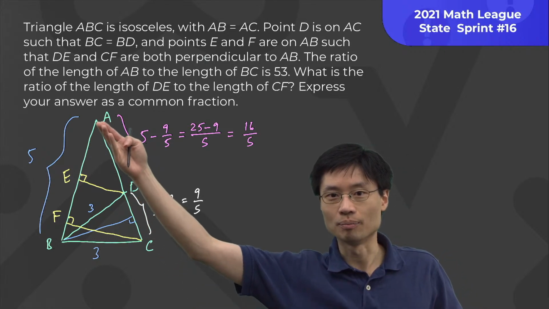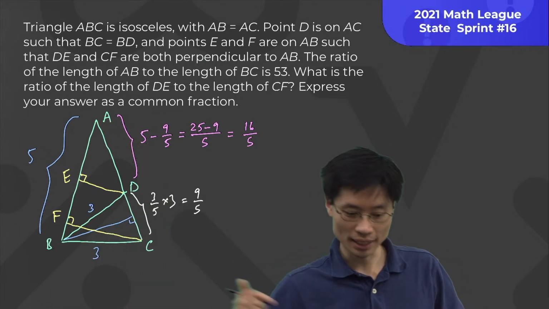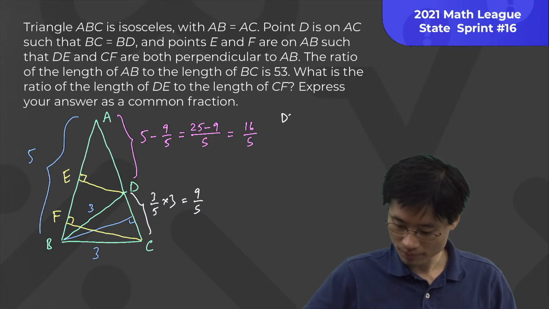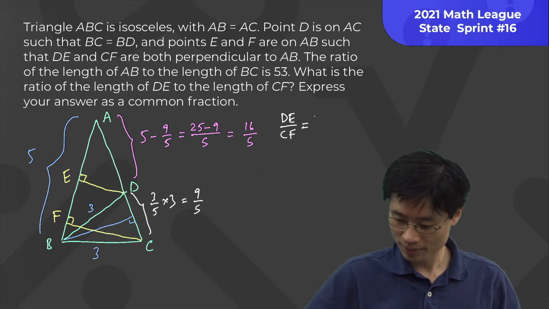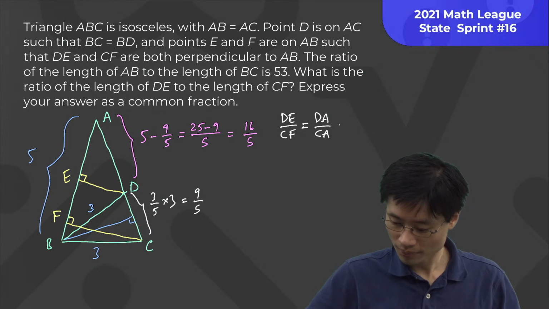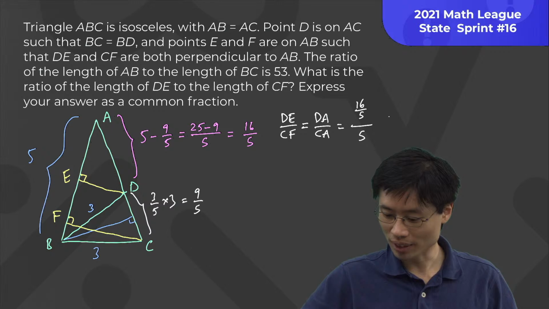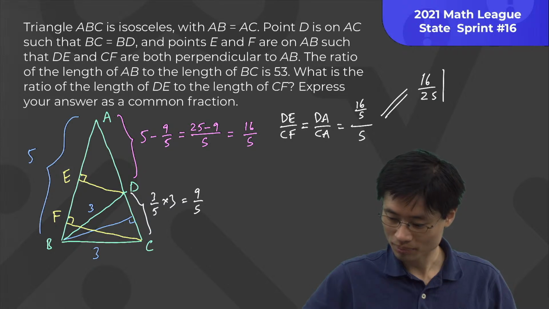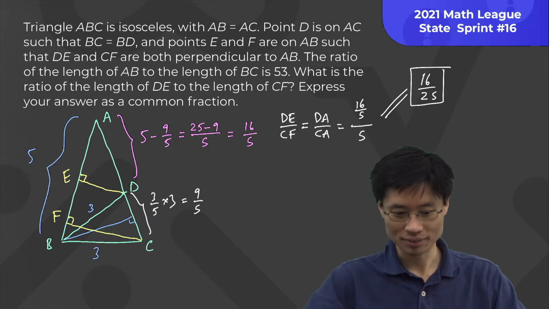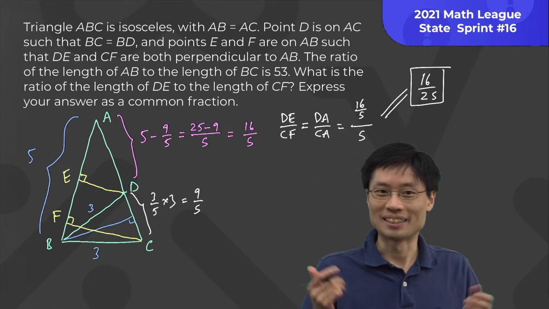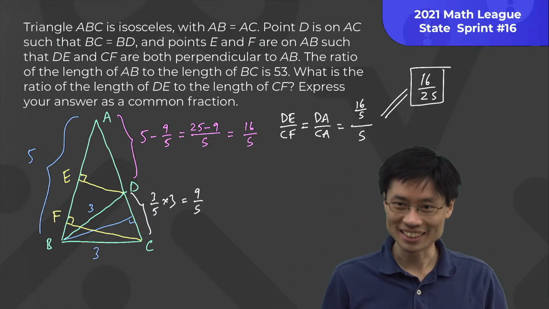And therefore, the ratio of DE to CF is exactly equal to DA over CA, which is equal to, DA was 16/5, and CA was just 5. It's sort of going a little bit over my head, but this is 16/25. DE to CF. Yes. Okay. That's my proposed answer. Let's see if this is right. 16/25. It is, and we're good.